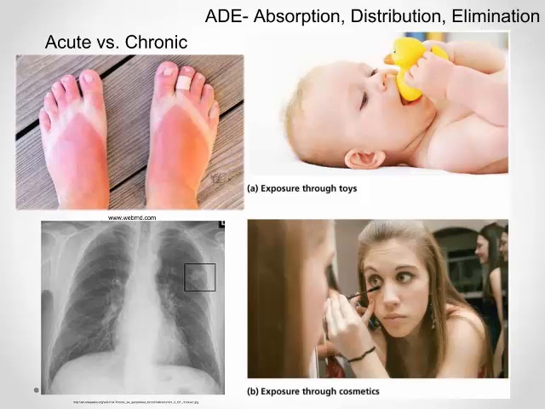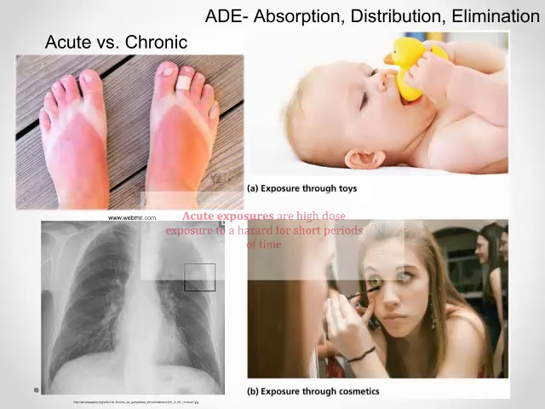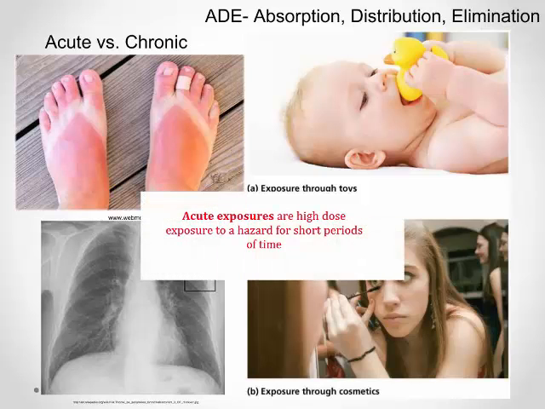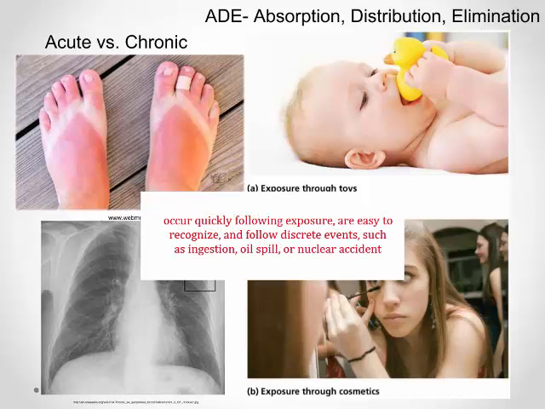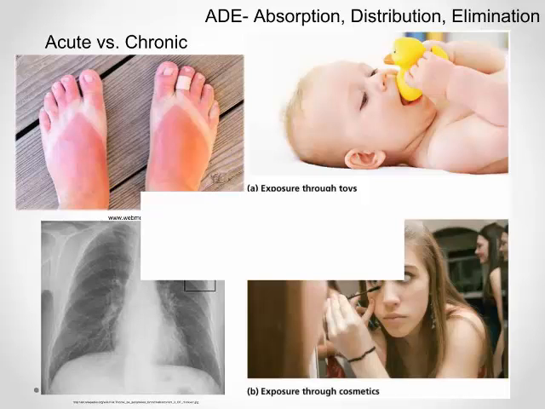The type of exposure affects the response of an organism. Acute exposures are high-dose exposures to a hazard for short periods of time. Acute reactions usually occur quickly following exposure, are easy to recognize, and follow discrete events, such as ingestion of something, an oil spill, or a nuclear accident. Toxicity tests reflect effects of acute toxicity.